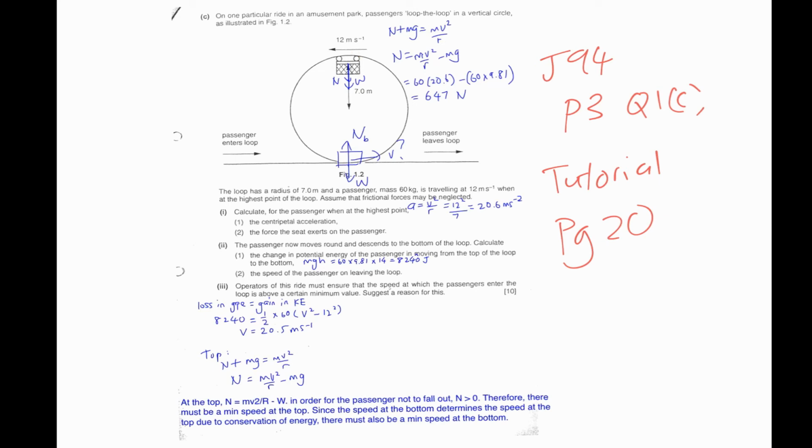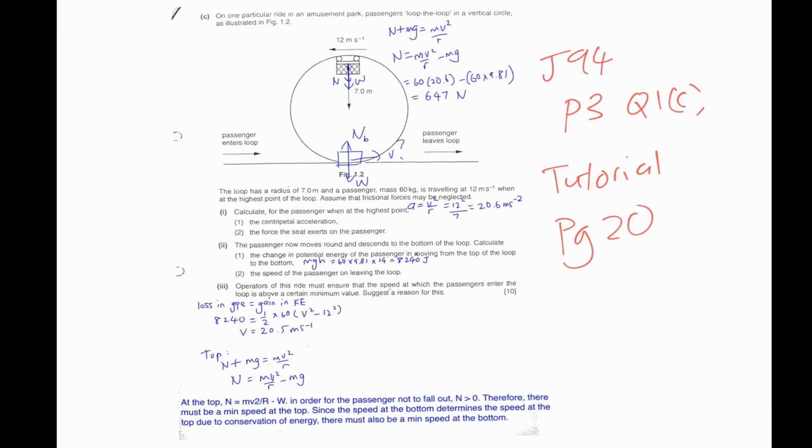But why is normal reaction force downwards? Because if the passenger's butt is sticking onto the seat, that means it's pushing up on the seat. So according to Newton's third law, the seat will push back down on him. That's the normal reaction force. So your normal reaction force plus your weight equals mv squared over r. This is your working here. So your normal will be mv squared over r minus mg.